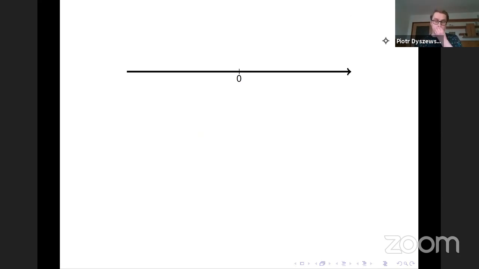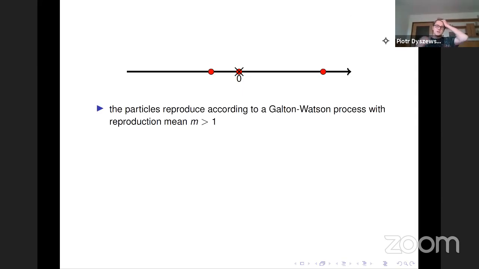We will work on the real line, and we start with one particle at the origin, and after some time, this particle dies and gives birth to a random number of new particles. We're going to assume that the reproduction of the particles is governed by a supercritical Galton-Watson process. So this in particular means that the mean of the reproduction law is greater than 1.